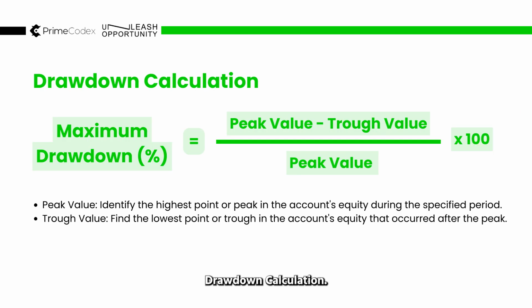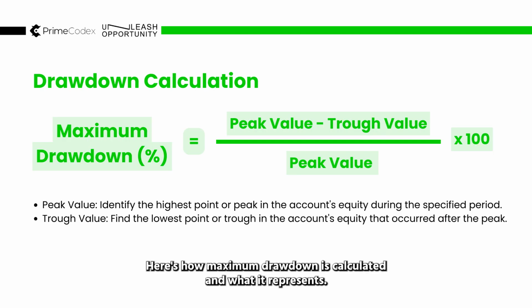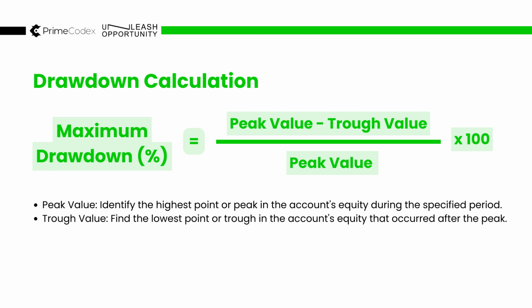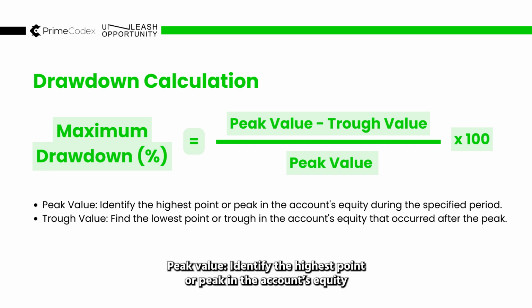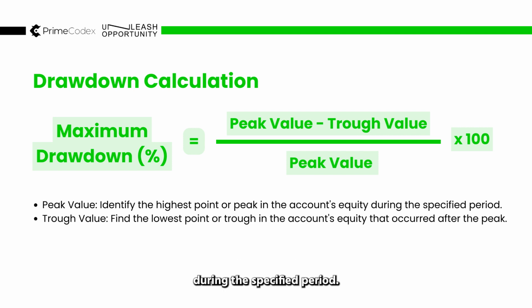Drawdown calculation. Here's how maximum drawdown is calculated and what it represents. Maximum drawdown in percentage is equal to peak value minus trough value, divided by peak value, and multiplied by 100. Peak value: identify the highest point or peak in the account's equity during the specific period. Trough value: find the lowest point or trough in the account's equity that occurred after the peak.